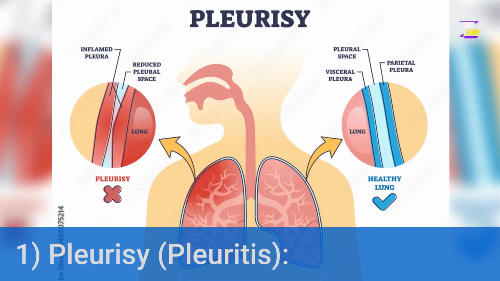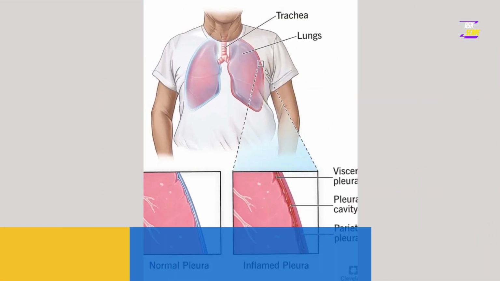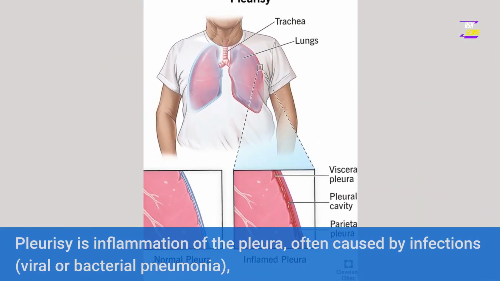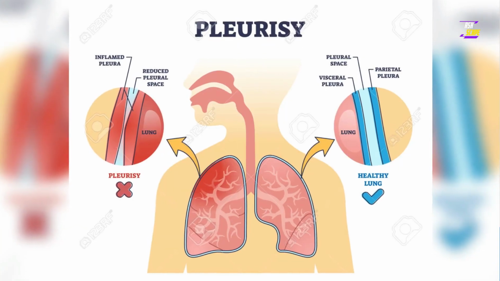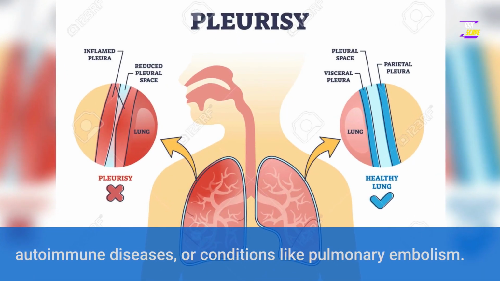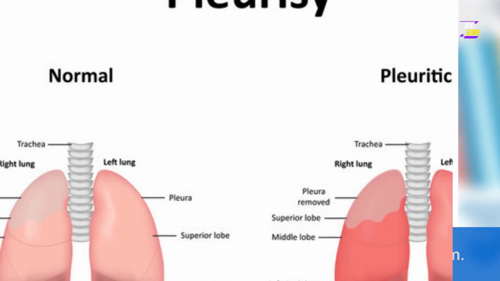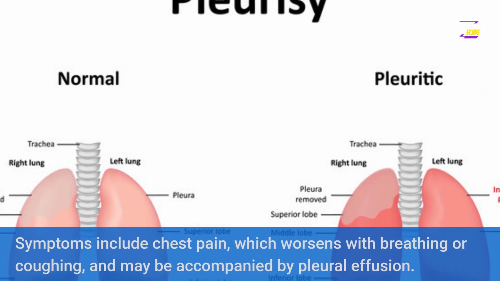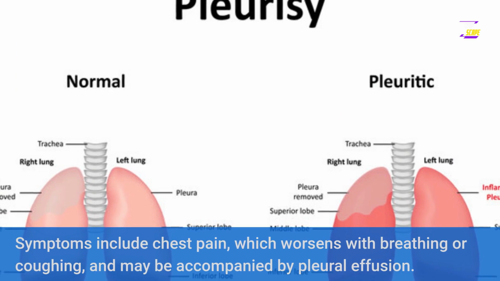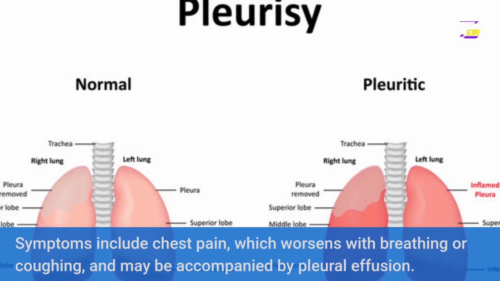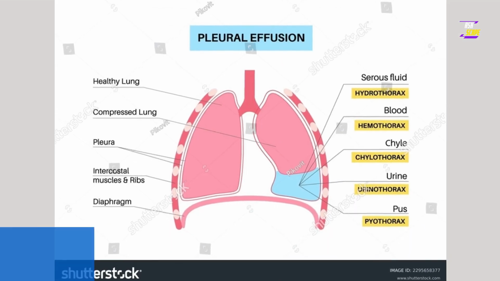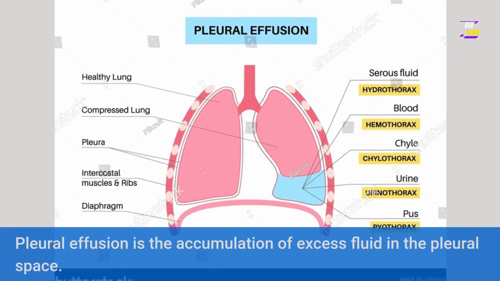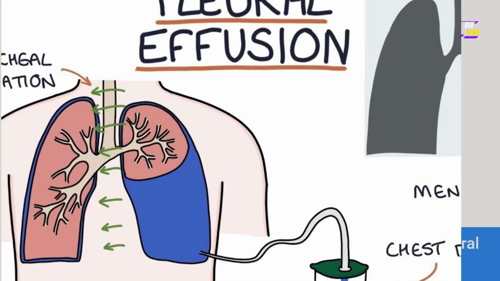1. Pleurisy, pleuritis. Pleurisy is inflammation of the pleura, often caused by infections, viral or bacterial pneumonia, autoimmune diseases, or conditions like pulmonary embolism. Symptoms include chest pain, which worsens with breathing or coughing, and may be accompanied by pleural effusion.